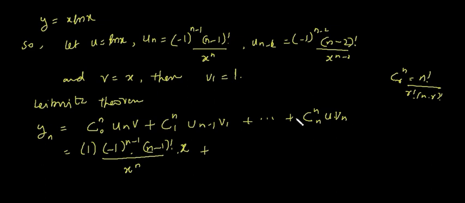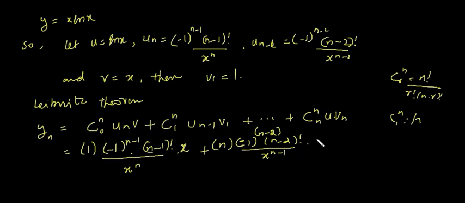Now the next term. When you substitute 1 in place of r in this formula, you will get n. So this will be n, and then the n minus first order derivative of u will be equal to minus 1 power n minus 2 into n minus 2 factorial divided by x power n minus 1, and then the first derivative of v will be equal to 1.